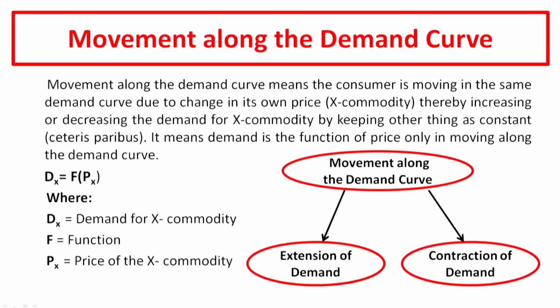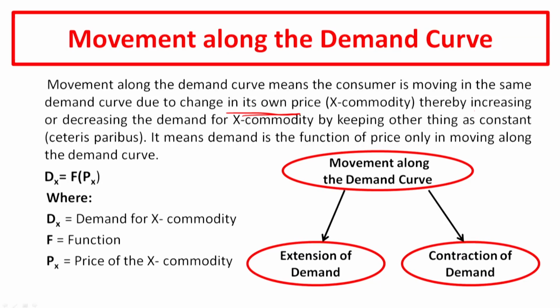Now we are moving to the next topic, that is related to movement along the demand curve. The movement along the demand curve means the consumer is moving on the same demand curve due to change in its own price. The very important aspect in this movement along the demand curve which needs to be remembered is that we are talking of price here, thereby increasing or decreasing the demand for the commodity by keeping other things constant, that is ceteris paribus. It means demand is a function of price only in moving along the demand curve.